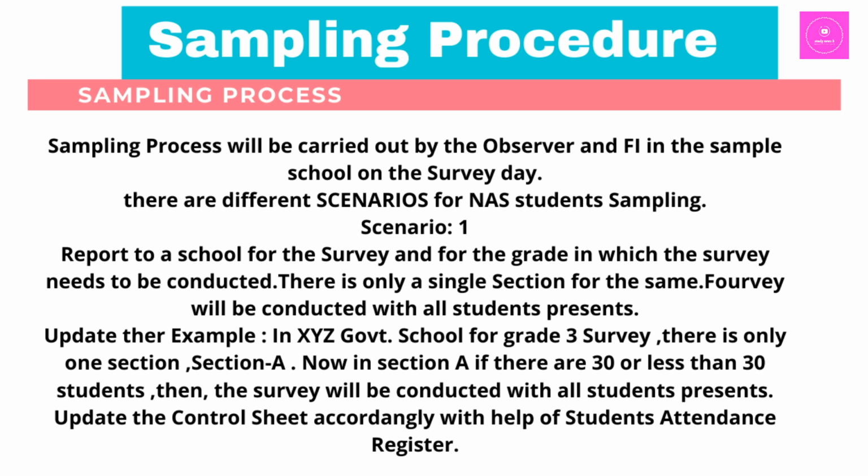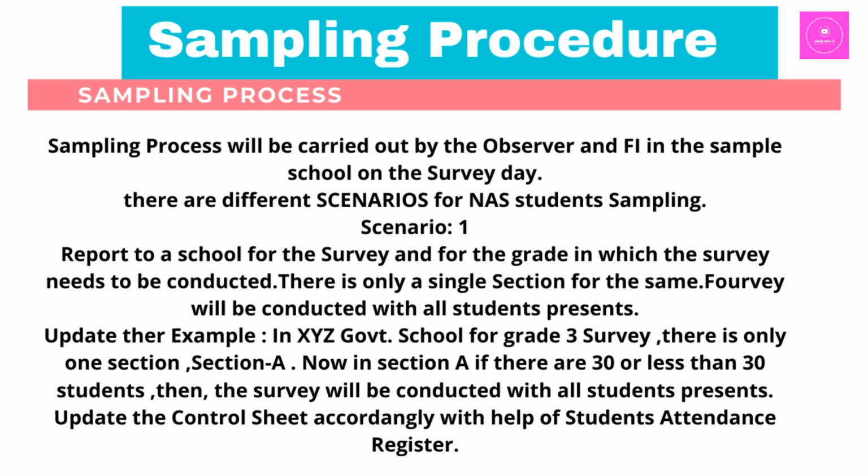With this, now we know about the sampling process, which will be carried out by the observer and FI in the sample school. On the survey day, you need to carry out both the section and student sampling prior to conducting the survey. Before starting the sampling, please ensure to collect the attendance register from the school head or class in charge for the grade being surveyed. For the NAS student sampling, there are different scenarios.